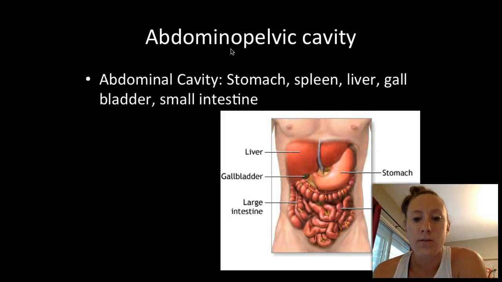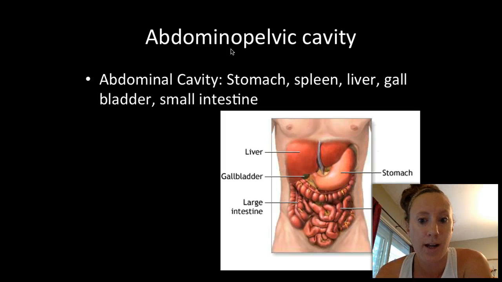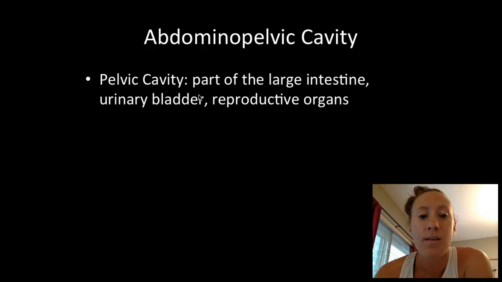Okay, now ventral body cavities. Talking about ventral body cavities, we had the thoracic cavity and the abdominopelvic. Abdominopelvic is split into two main cavities, abdominal and the pelvic. So the abdominal cavity contains your stomach, spleen, liver, gallbladder, and small intestine. And then the pelvic cavity contains part of the large intestine, the urinary bladder, and reproductive organs.